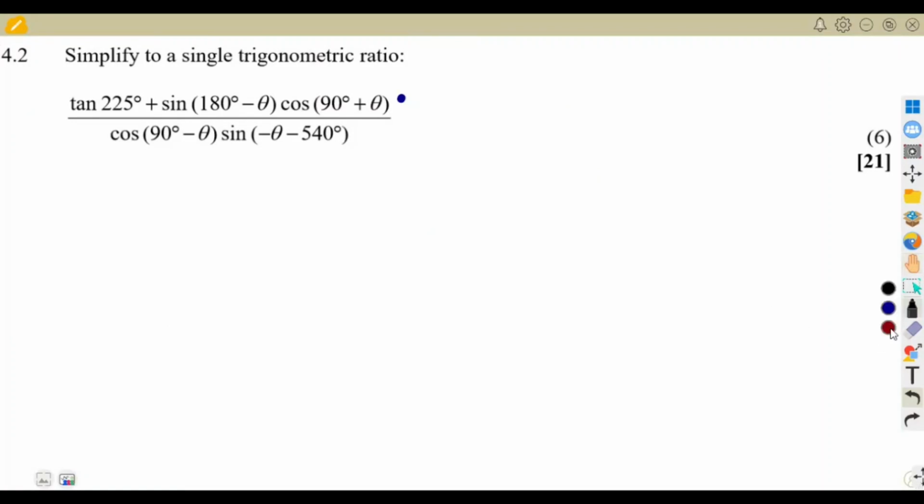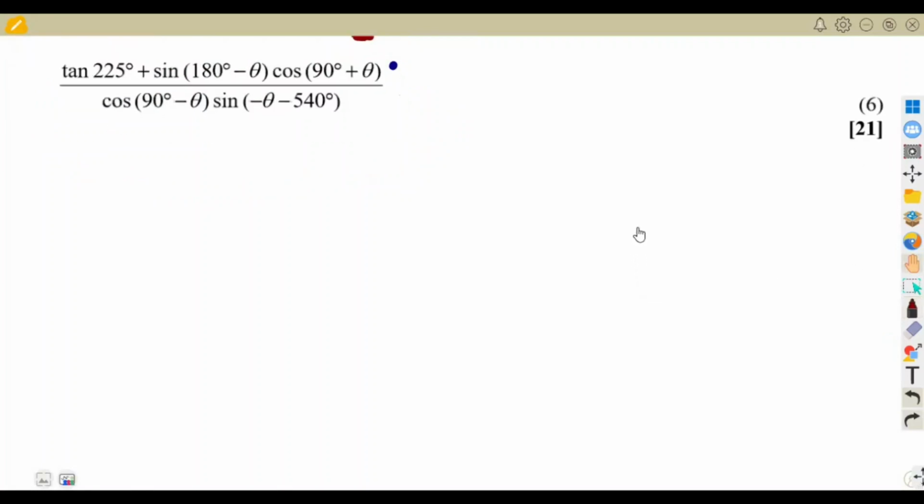All right. So this is what we are given here on 4.2. Simplify this to a single trigonometric ratio. Whatever we are seeing here should give us a single trigonometric ratio.